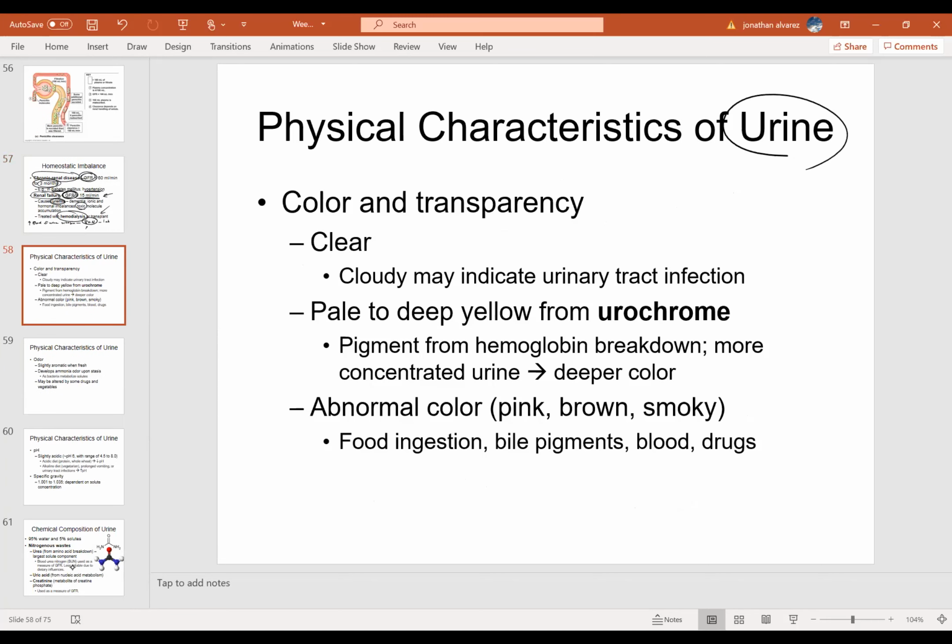Okay, urine can be clear to a pale yellow color. Urochrome is what gives it that color. So it's the pigment from hemoglobin breakdown.